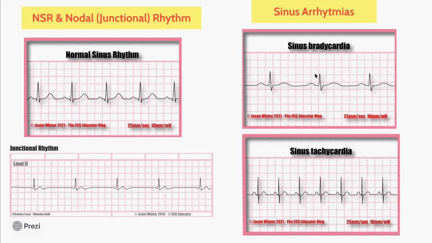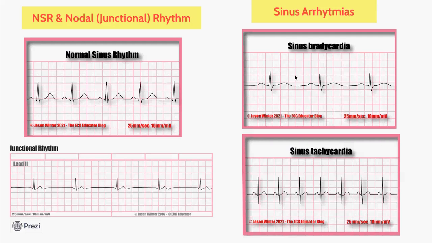If you have 1, 2, 3, 4, 5, 6. If you have 5 boxes in any ECG between R and R, that means the heart rate is 60. Anything more than 5, that means the heart rate is below 60, because the way we calculate the heart rate is we divide 300 by the number of boxes. So any number more than 5 boxes means the heart rate is below 60.